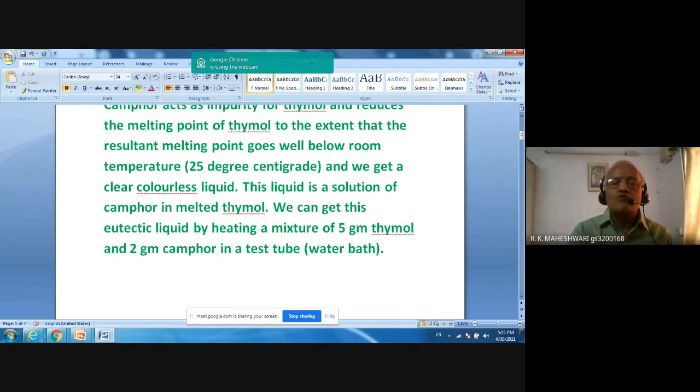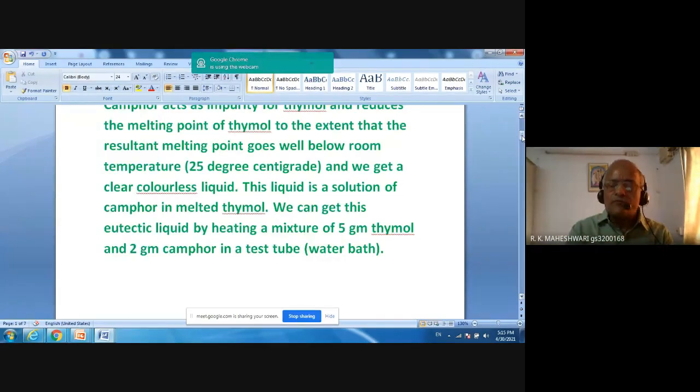It is a solution. We can get this eutectic liquid by heating a mixture of 5 gram thymol and 2 gram camphor in a test tube also. Means what I want to tell you, it is not necessary that you triturate them. What you can do in a test tube, if you take 5 gram thymol, 2 gram camphor, you heat it. When this thymol will melt at 48 degrees centigrade, it will dissolve camphor. And now if this liquid is cooled down up to room temperature also, then also it will not solidify. You will get a clear colorless liquid.